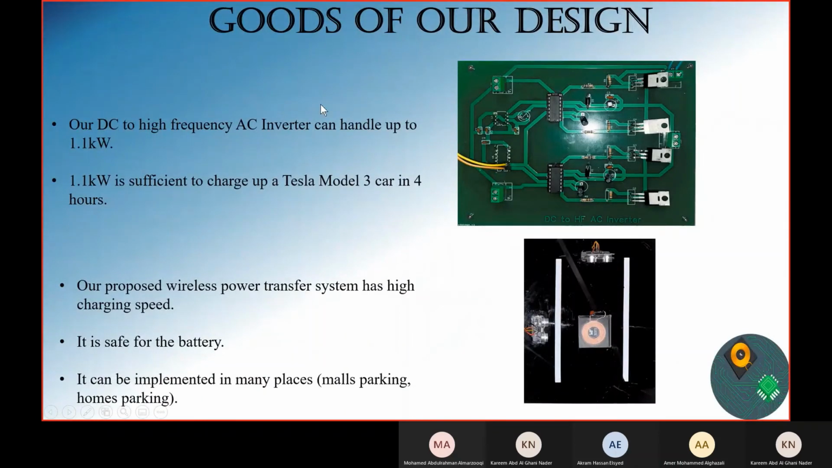The good thing about our design is that with just a small edit to the DC to high frequency AC inverter, we can make it handle up to 1.1 kilowatts. 1.1 kilowatts is sufficient to charge a Tesla Model 3 in 4 hours. Our proposed wireless power transfer system has a high charging speed, charging our electric vehicle in 10 minutes. It's safe for the battery and it can be implemented in many places.